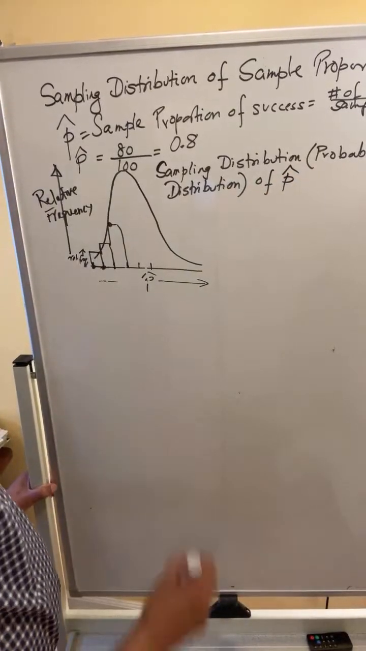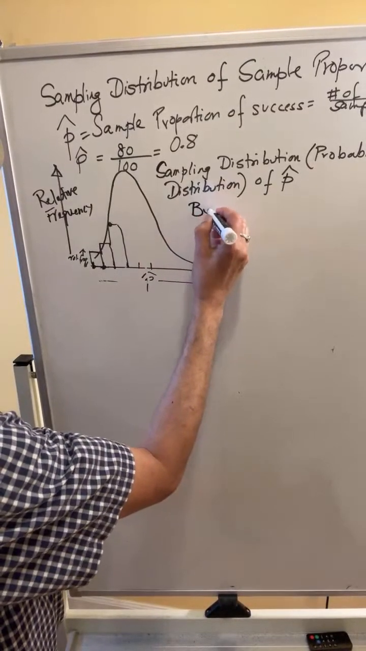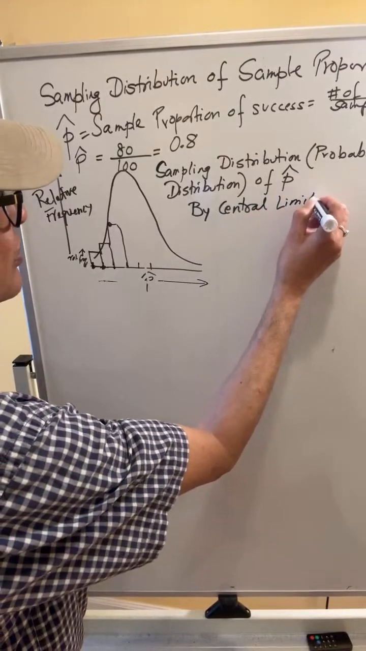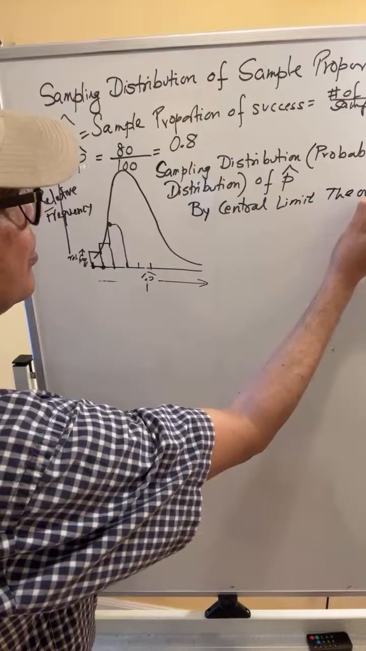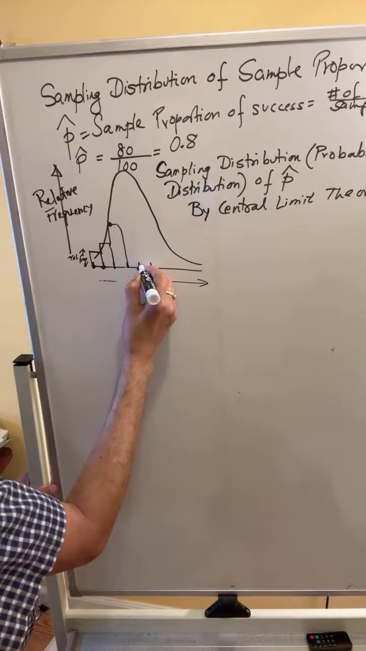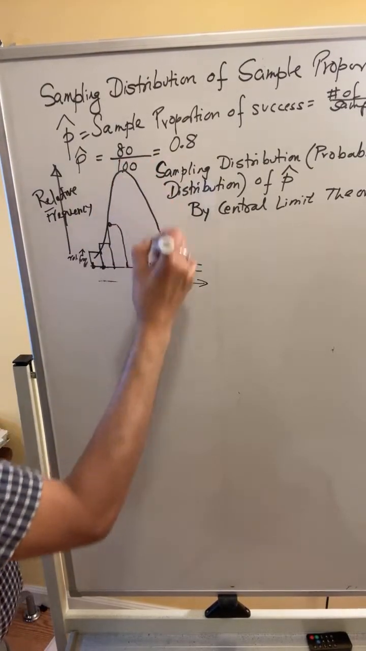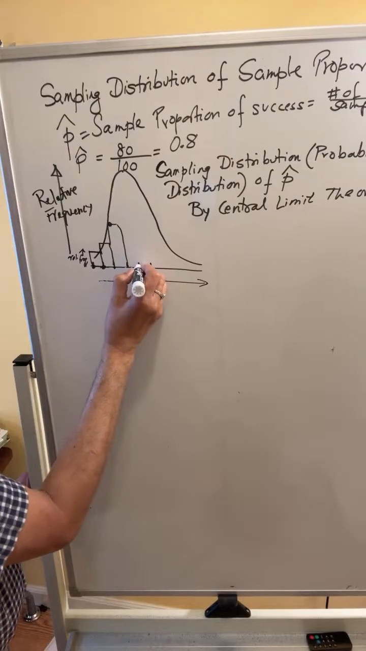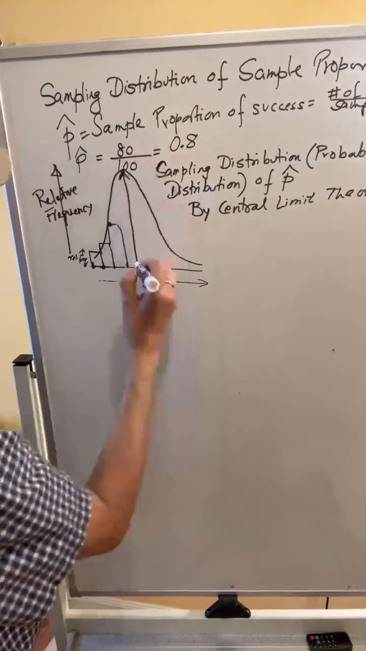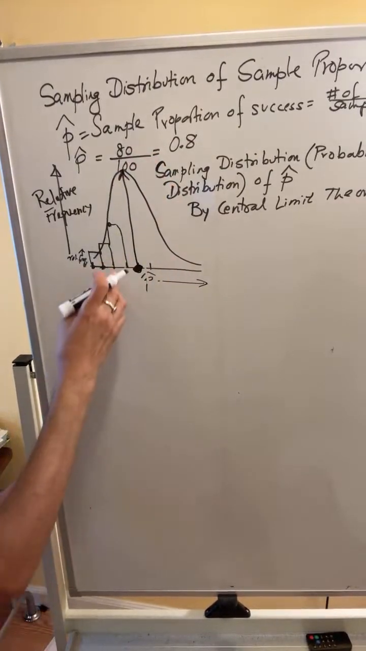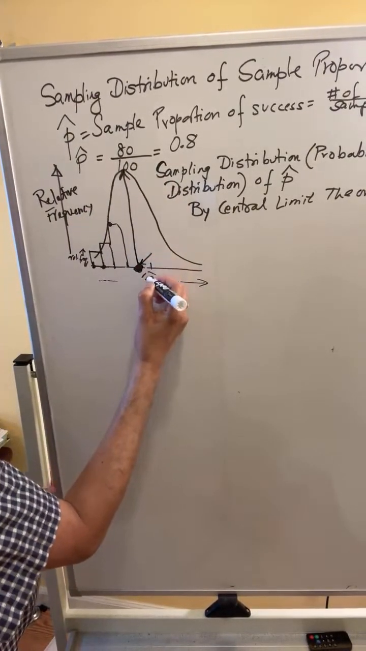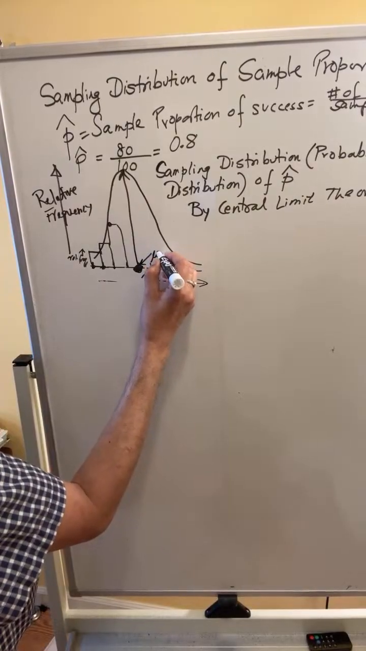Okay, probability distribution of p hat. Now by central limit theorem, CLT, the sampling distribution of p hat has a peak, it's a bell-shaped distribution. It has one value of p hat on the horizontal axis which has the highest relative frequency, and this is over here. So this value where the peak is located in the sampling distribution is the center of the distribution, where the mean is located.